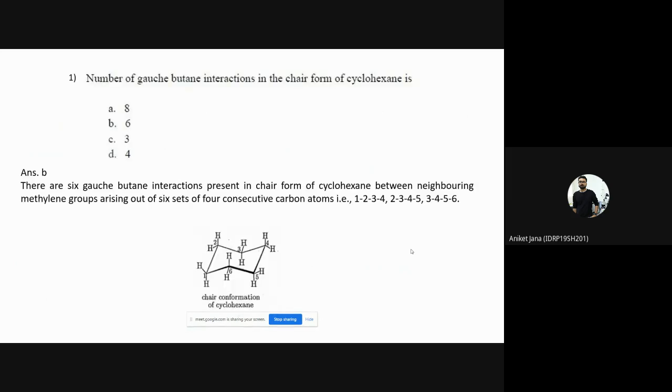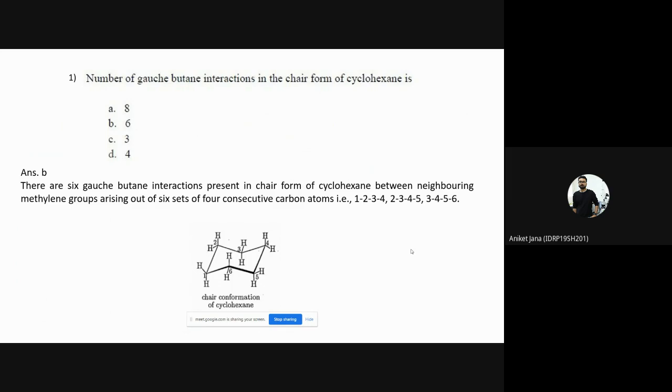Okay, so our first question of today is the number of Gauche-butane interactions in the chair form of cyclohexane. As we know, the chair form of cyclohexane is the most stable form. It is a puckered ring, and here no angle strain is there, but there are 6 Gauche-butane interactions. So we have to know what a Gauche-butane interaction is.